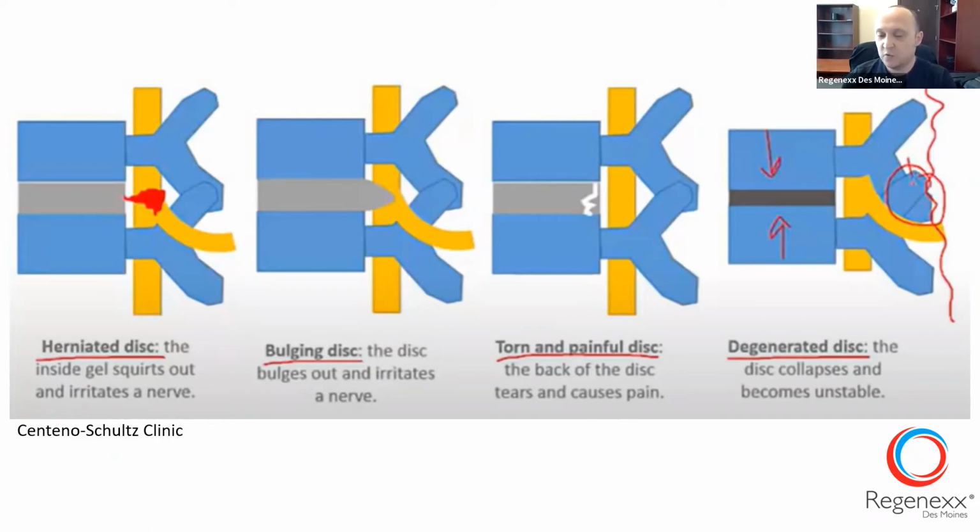Because it's more flexible than bone, that's what gives us our motion. So it allows us to bend forward and turn side to side. And because we stand and sit upright, it's our shock absorber. That's where we see a lot of the questions coming from as far as disc pathology.